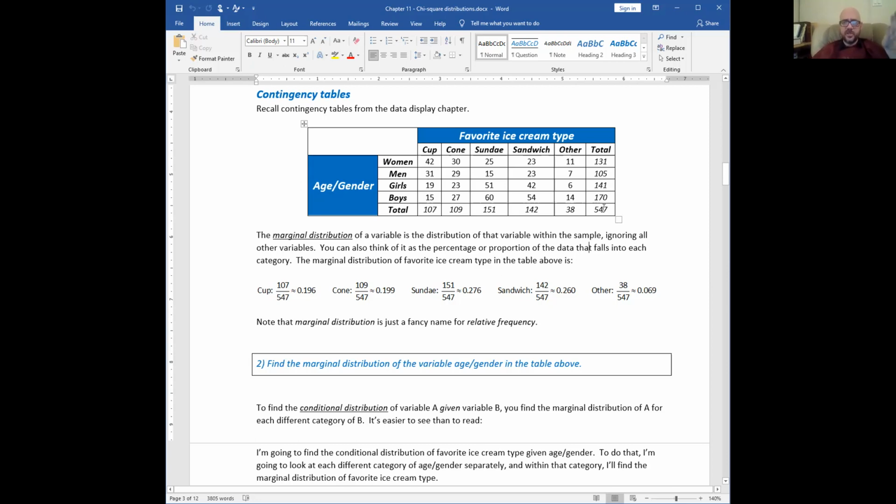You can turn those all into percentages if you want to. It really doesn't make much difference. That's marginal distribution. It's just relative frequency. It's relative frequency of a particular category. Now, the slightly more complicated one is conditional distribution. So conditional distribution looks something like this.